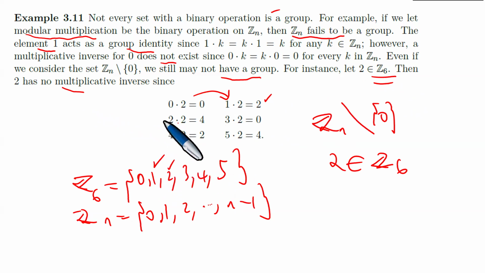Then we have 2. 2 times 2 is 4. 3 times 2 is 0. 4 times 2 in mod 6: 4 times 2 is 8, but it is 2 in modulo 6. Then we have 5. 5 times 2 is 4. We can see that after multiplying 2 with all these numbers, 0 times 2, 1 times 2, up to 5 times 2, none of them give 1. So in other words, 2 has no multiplicative inverse in Z6. Move on.